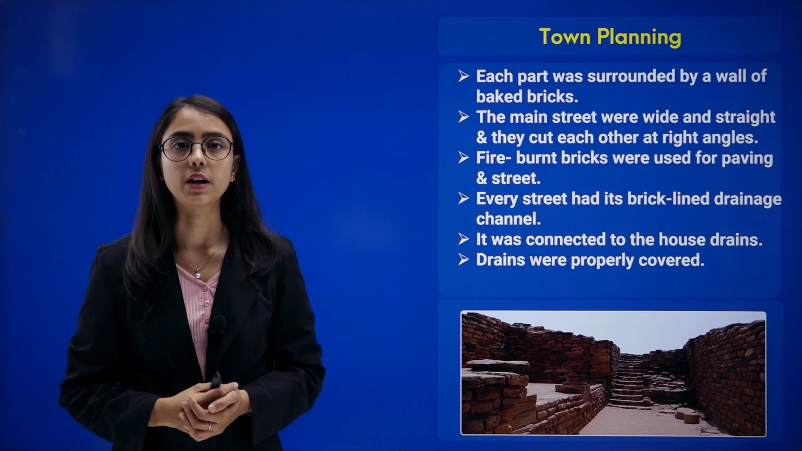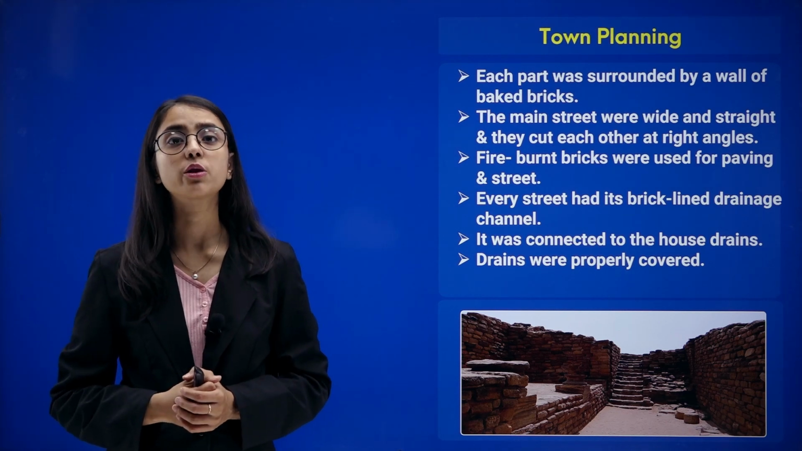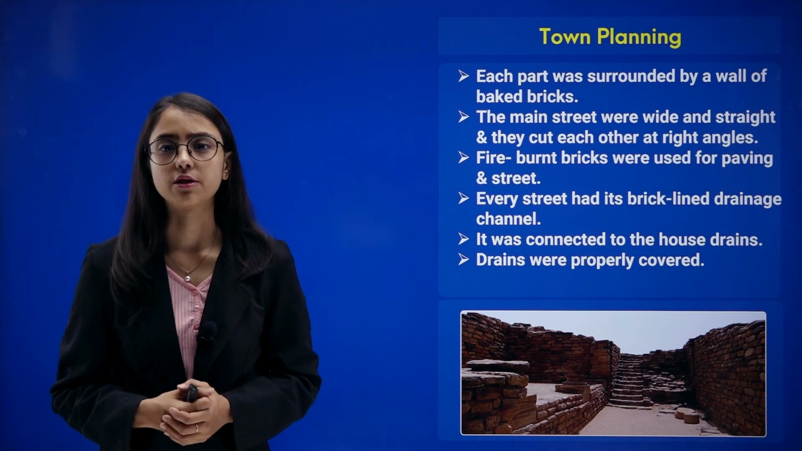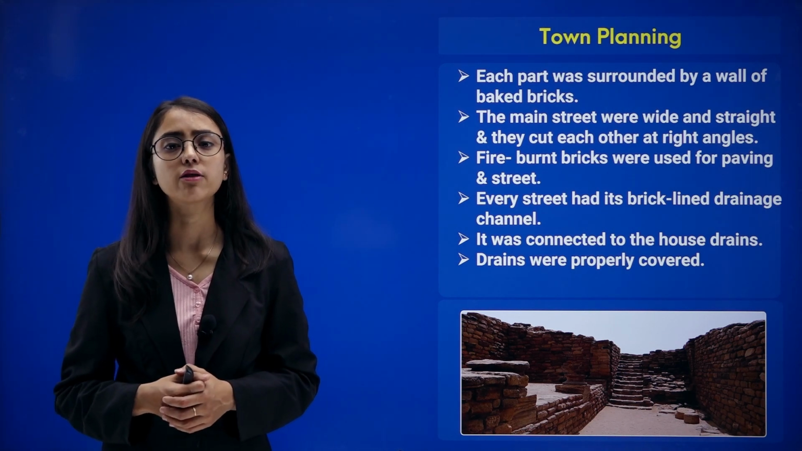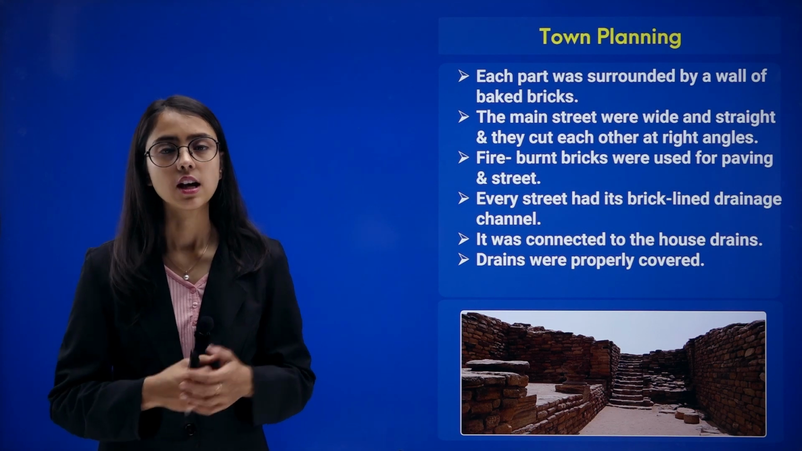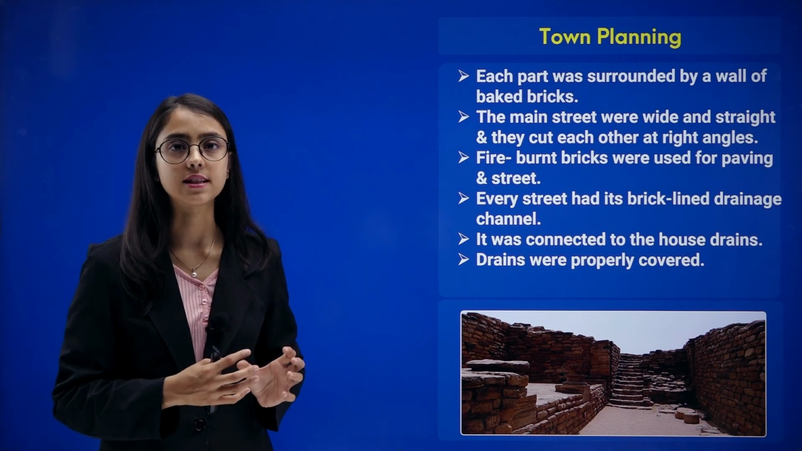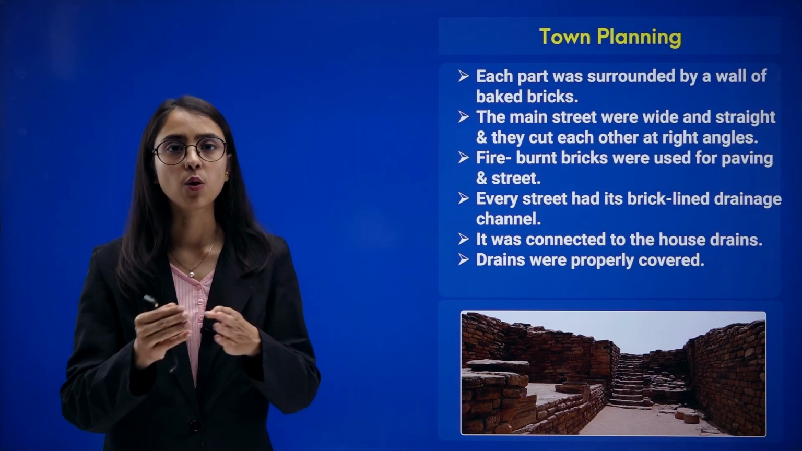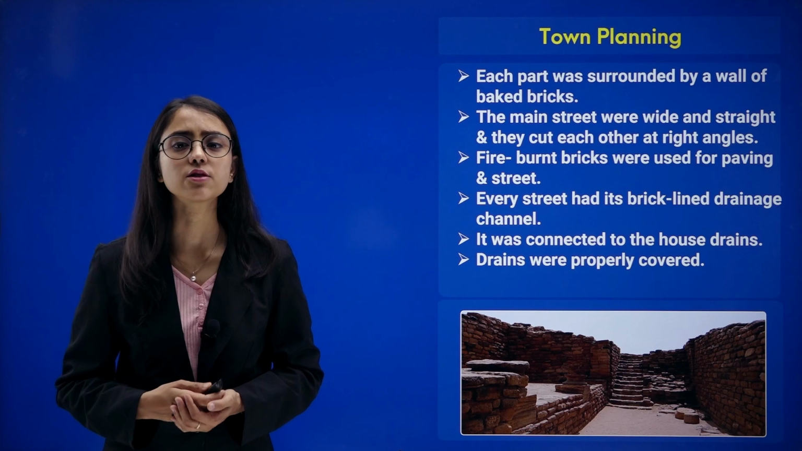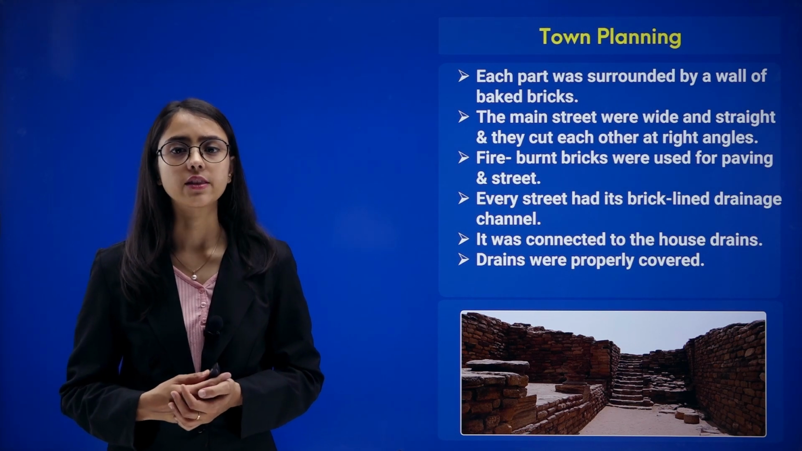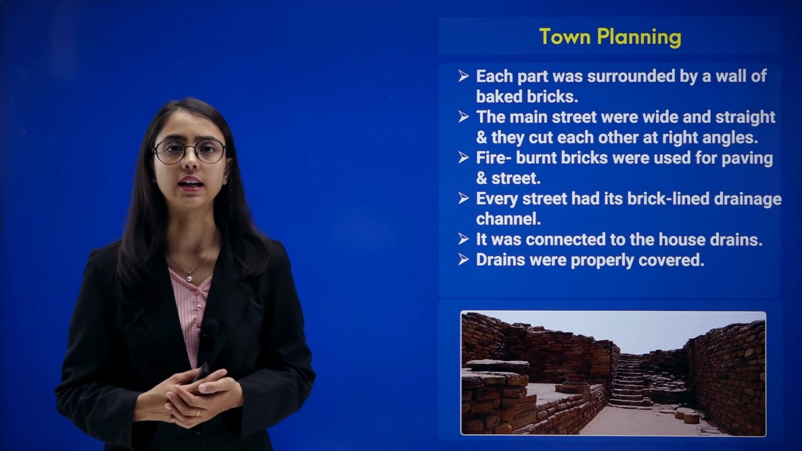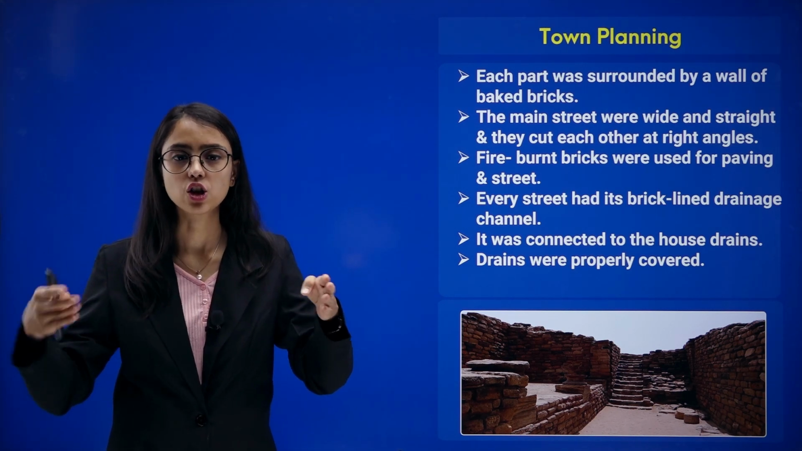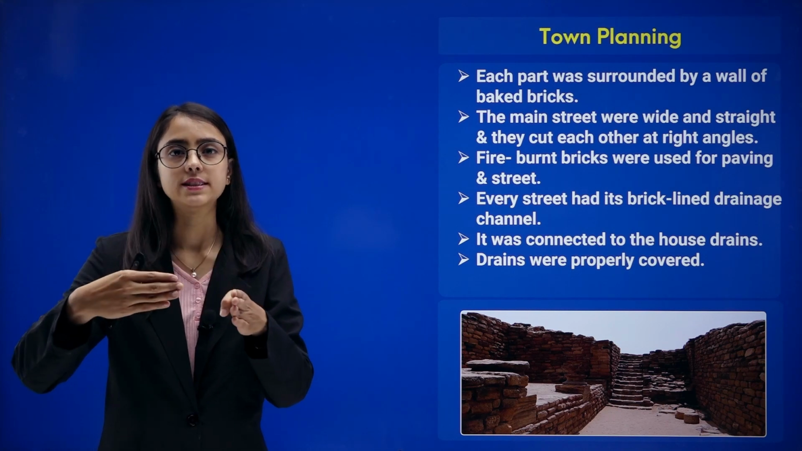Now, town planning. Since the early humans found a way to make bricks and to build walls, town planning became easier for them. Each part was surrounded by a wall of baked bricks, as we discussed. The western part, known as the citadel, as well as the lower part, both were surrounded by walls of bricks. The main streets were wide and straight, and they cut each other at right angles. They were very wide and large, and they crossed each other.